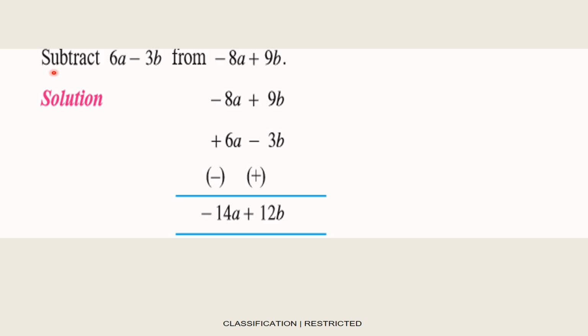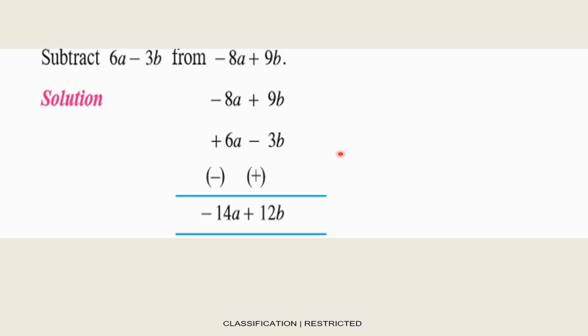Next example, subtract 6a minus 3b from minus 8a plus 9b. Already we have seen one like term. Here two terms are there. So how to do that? From which algebraic expression do we subtract? Write it first: minus 8a plus 9b. Next one given 6a minus 3b.